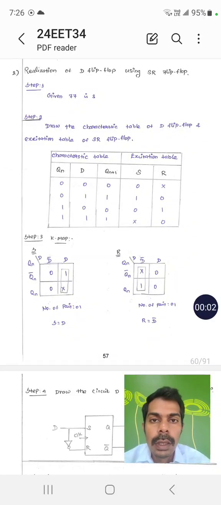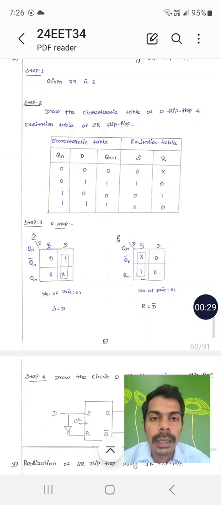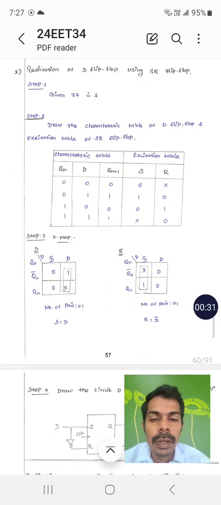Hi everyone. In this video we are going to see the problem that is realization of D flip-flop using SR flip-flop. That means we have to implement the D using SR flip-flop, the input should be D. So step 1, the given flip-flop is SR. Draw the characteristics table of D flip-flop and excitation table of SR flip-flop.